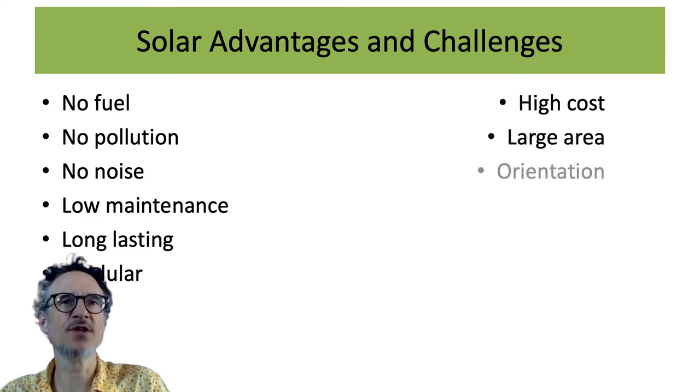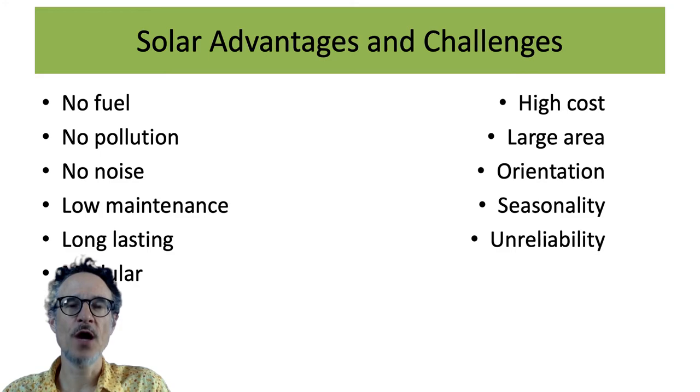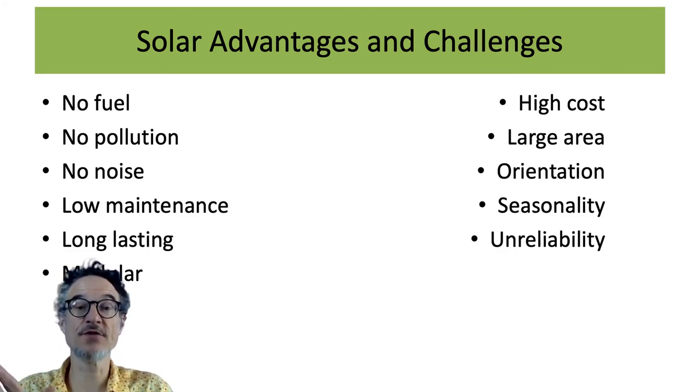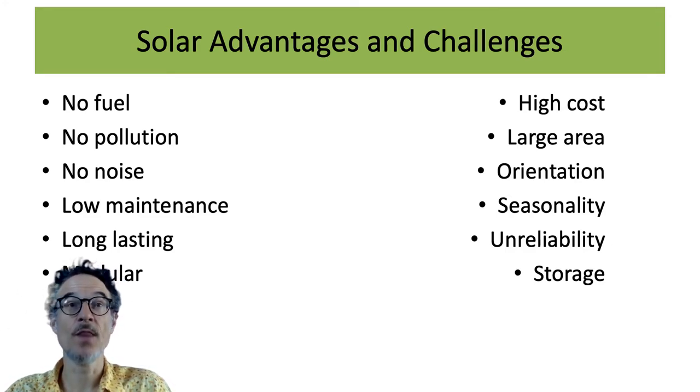There are disadvantages, of course: a high cost. They use a large area. Orientation is important, so the solar panels need to point in the right direction. If there's a tree or another building, they won't work so well. There's also seasonality: the sun shines less in the winter and more in the summer. There's also a daily cycle. Solar panels don't produce at nighttime.